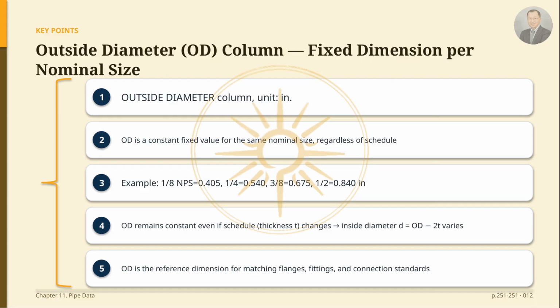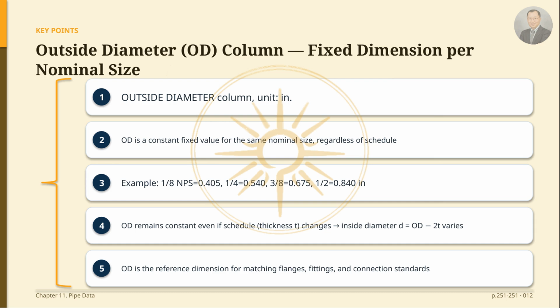This table shows the fixed dimensions of the outside diameter according to the nominal size. The core principle of the outside diameter is that it remains constant regardless of the schedule within the same nominal size. For example, 1/8 inch is fixed at 0.405 inches, and 1/2 inch is fixed at 0.840 inches. Therefore, even if the wall thickness T changes according to the schedule, the outside diameter remains unchanged, and instead, the inside diameter D varies. Please verify the detailed values directly from the table and use them as reference dimensions when matching connection specifications such as flanges or fittings.